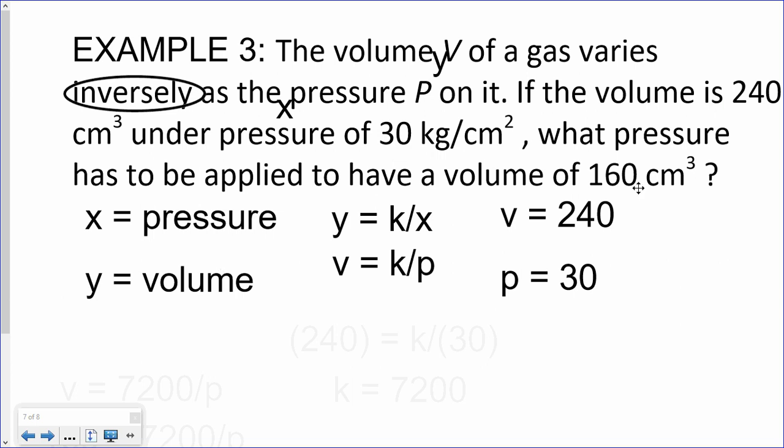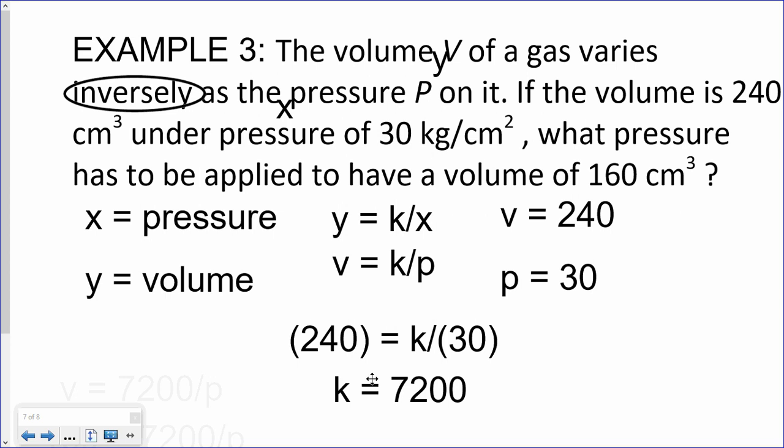So because they gave me two values already, I'm going to use those to find my k. So I plug those in, and then I'm just going to solve for k. So I'm going to multiply both sides by 30. I get k equals 7,200.